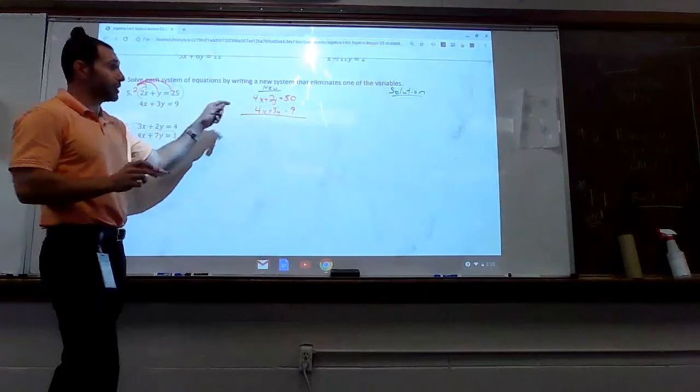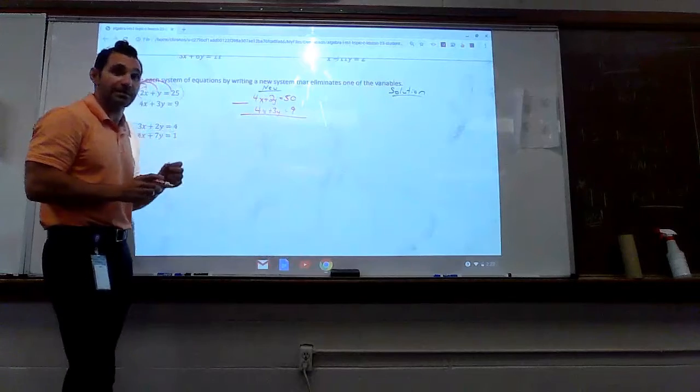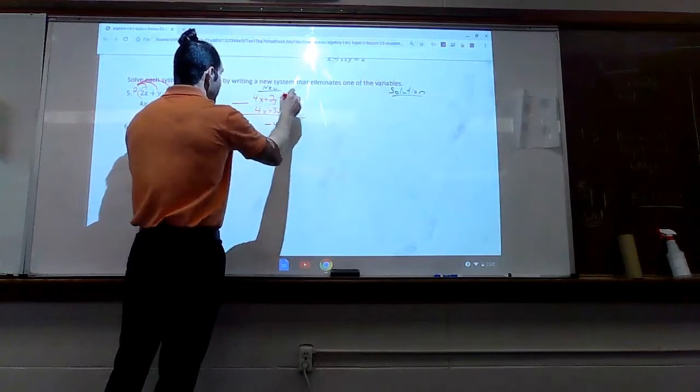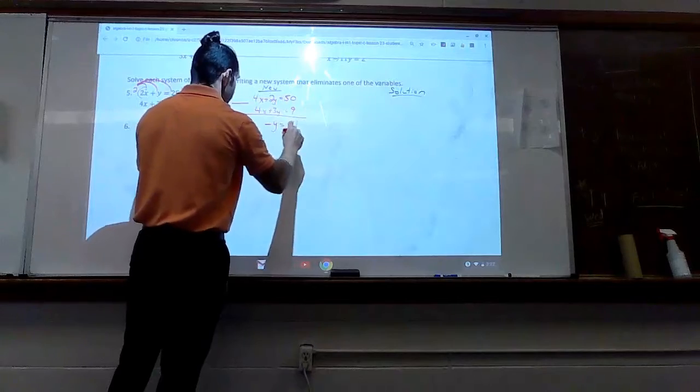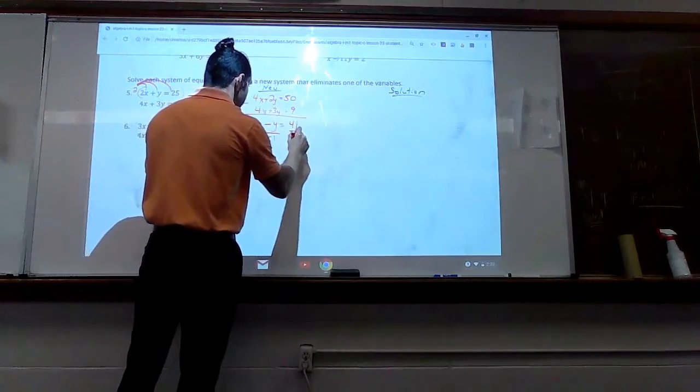We're going to use the additive inverse because they're both positive. I'm going to show that with the subtract. 4x minus 4x is 0x. We don't have x's. 2 minus 3 is negative y. 50 minus 9 is 41. Okay, this isn't my answer because I have to divide by negative 1.